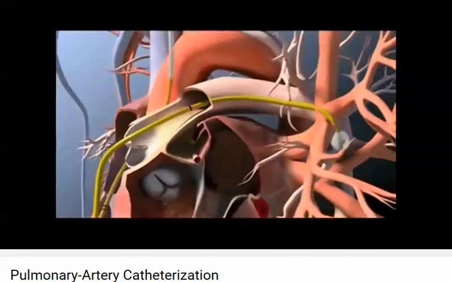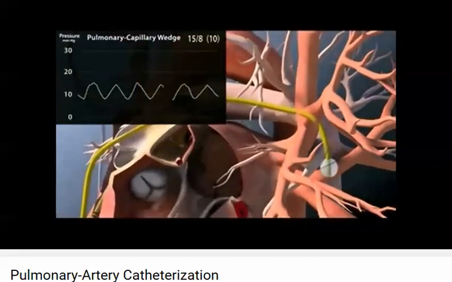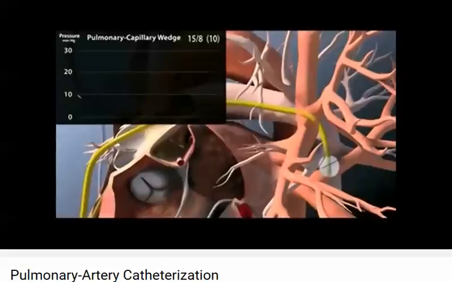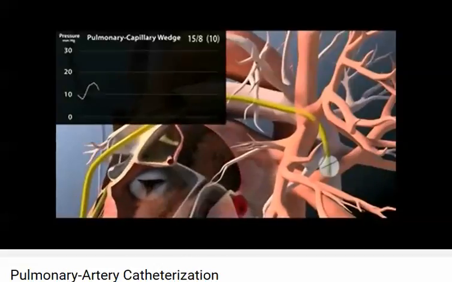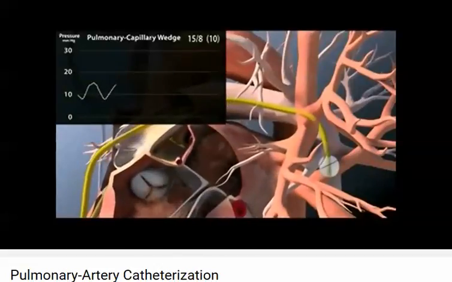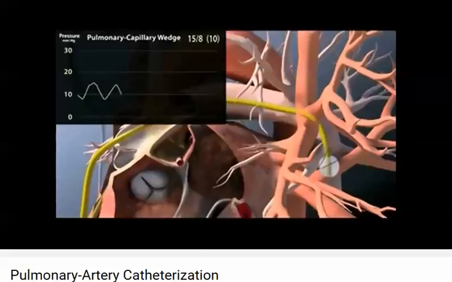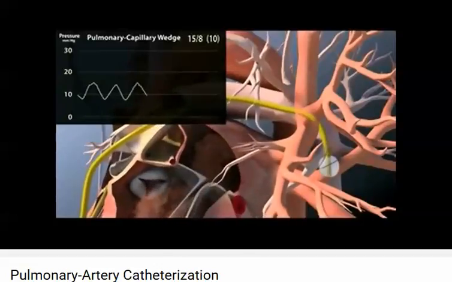Continue to advance the catheter until the wedge pressure waveform is transduced. This waveform is similar to that of the right atrium, except that greater variation may be noted with respiration. Instruct your assistant to write down the mean pressure at the end of expiration, whether the patient is breathing spontaneously or receiving mechanical ventilation.